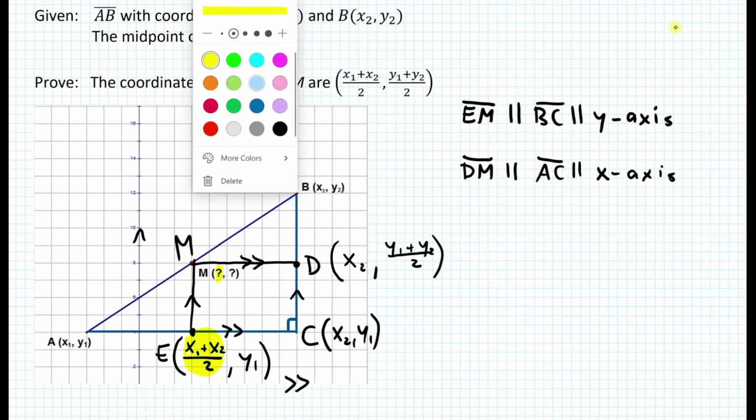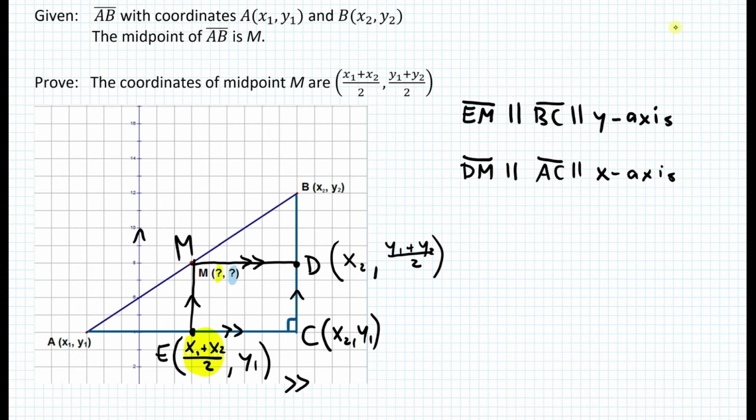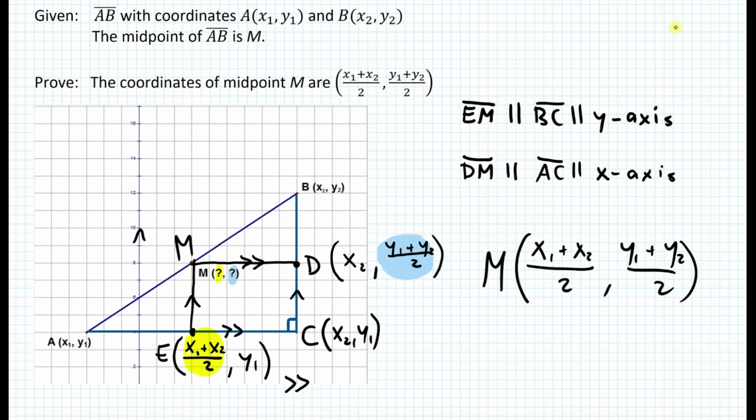And similarly, so let me pick a different color here. Let's pick this one. The y coordinate of point M is going to be the same as this y coordinate over here, okay? And that's basically the proof here. So that means that the midpoint is going to be (x1 plus x2) over 2, comma, and the y coordinate is just going to be (y1 plus y2) over 2, and that's it, okay? And that's basically the proof here, okay?